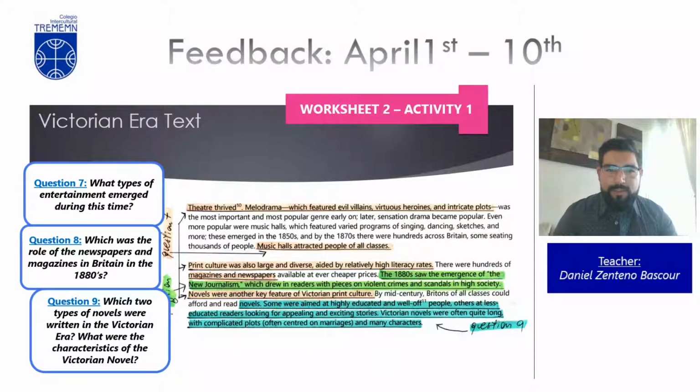Question 9. Which 2 types of novels were written in the Victorian era? What were the characteristics of the Victorian novel? The encyclopedia here says something interesting, because there were two types of novels: the ones for educated and well-off or rich people, and other ones for less educated readers, which is a very interesting euphemism.